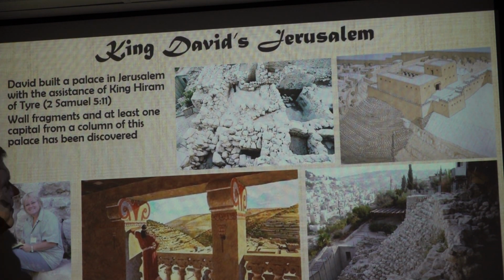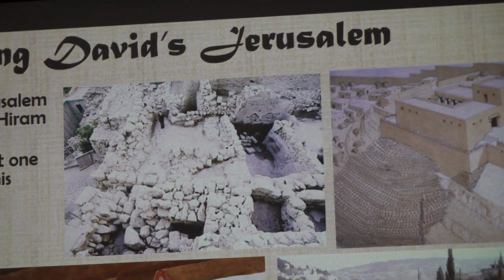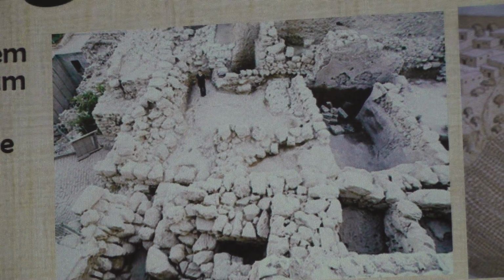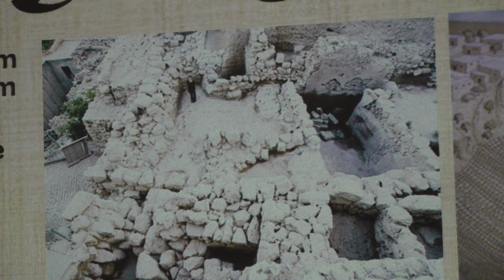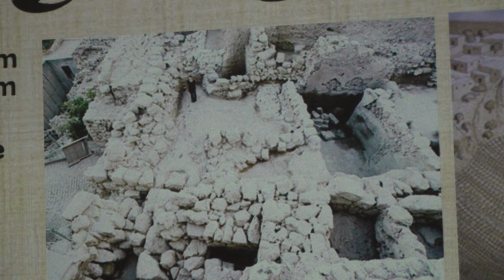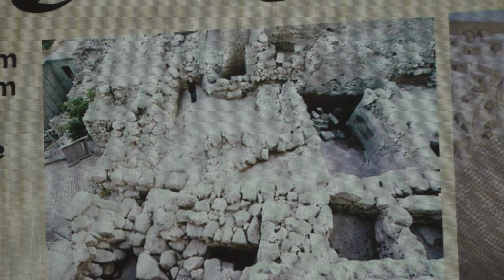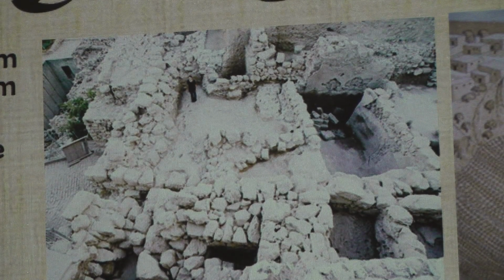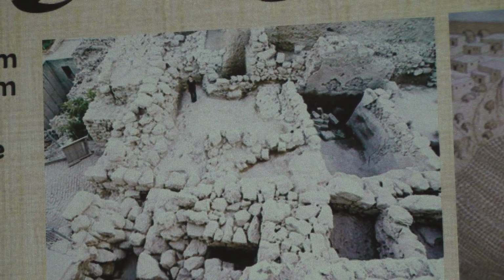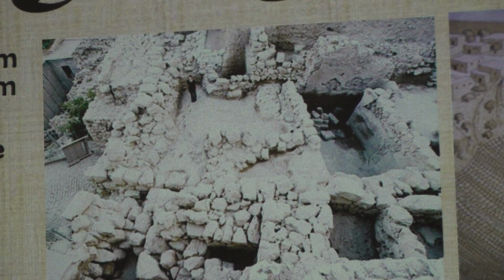In 2005, Eilat Mazar, granddaughter of Benjamin Mazar, one of the founders of Israeli archaeology, excavated in the City of David and actually found a monumental building dating to the very end of the Iron I or very early Iron II period. And this structure had very thick walls. It was only partially excavated, partially preserved. But she believes she has found the walls of David's palace because of, again, the data in the Bible coupled with what was found on the ground.